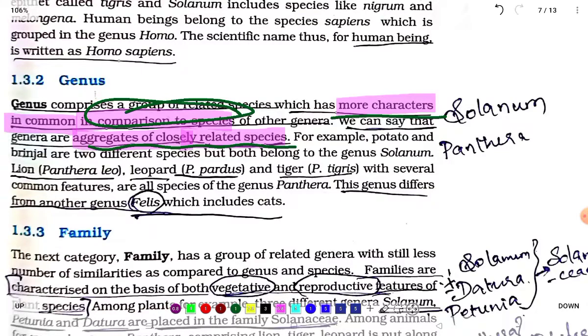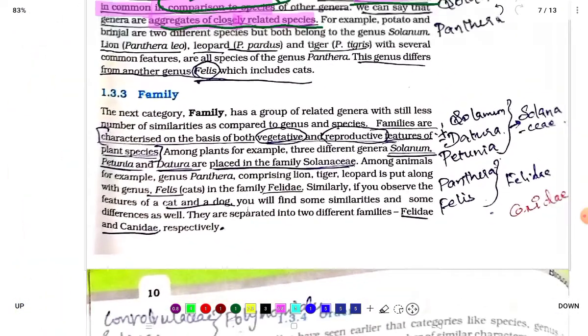In a similar way, the Panthera genus is different from Felis, which includes cats. So that is the thing they are saying. And next we are moving to family.